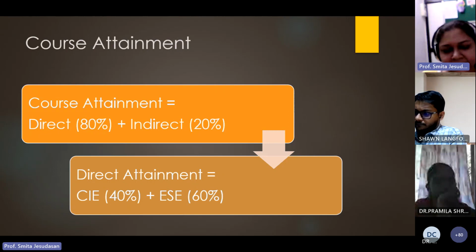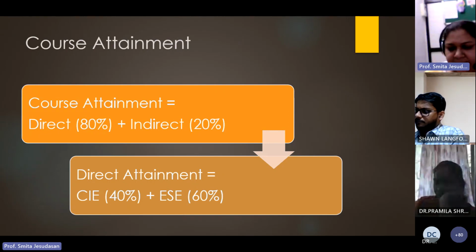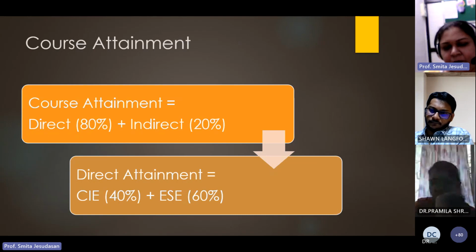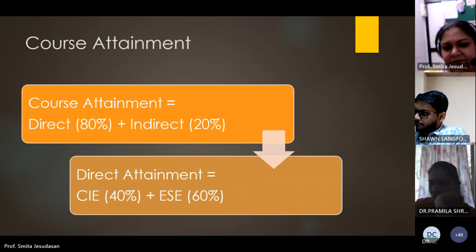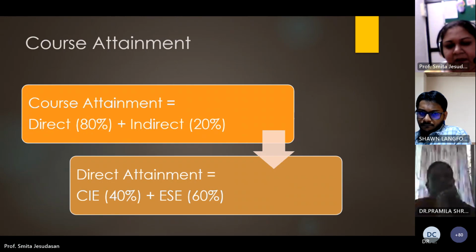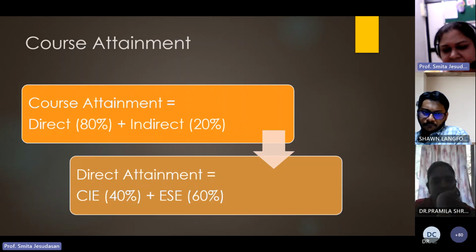So 80% of the course attainment comes from the direct tools. The direct tools are your midterm test, class test, Viva, assignment, projects. All these are your direct assessment tools, and 20% comes from your indirect assessment tools. The indirect assessment tools were your course assessment survey, your exit survey, and the alumni survey.